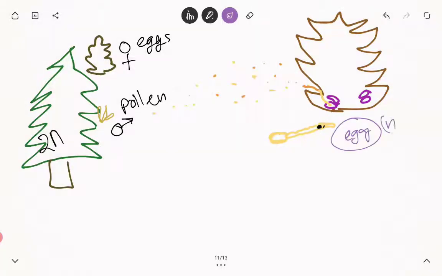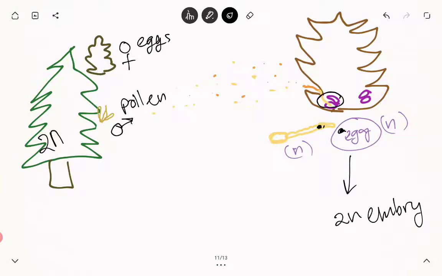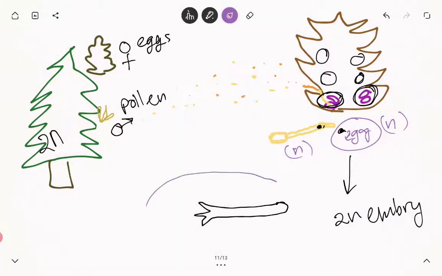Our egg is haploid, our sperm is haploid, our pollen is haploid. Then a pollen tube grows, delivers that pollen nucleus to the egg, and now we get our next diploid sporophyte embryo. This diploid sporophyte embryo stays encased at the base of each of these scales. This is kind of what it looks like: we have the plant embryo, and in that seed it's surrounded by nutritive tissue, mostly fats and starches.